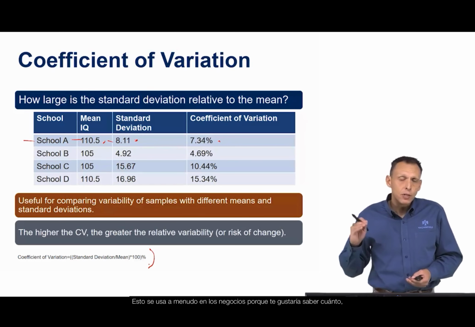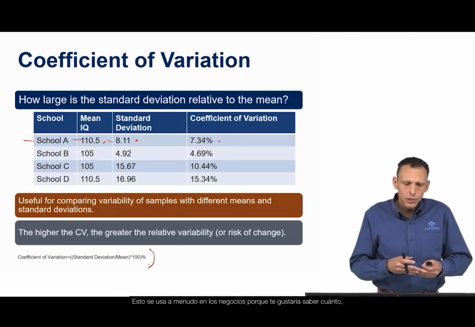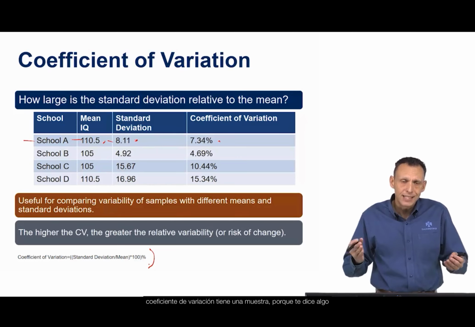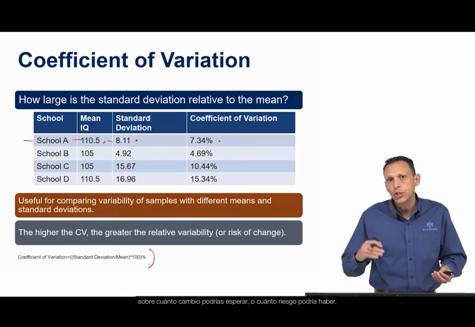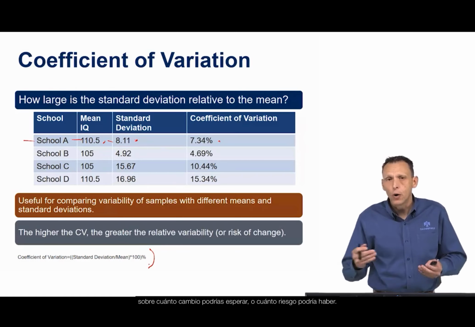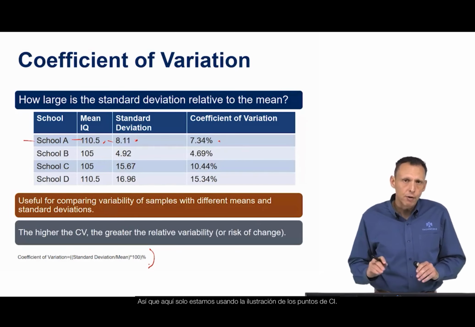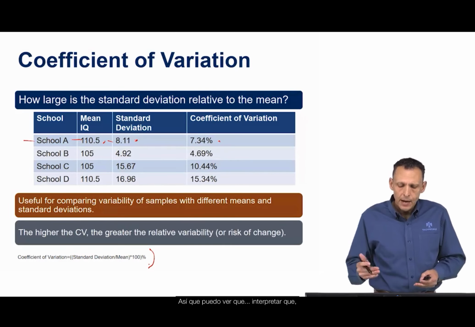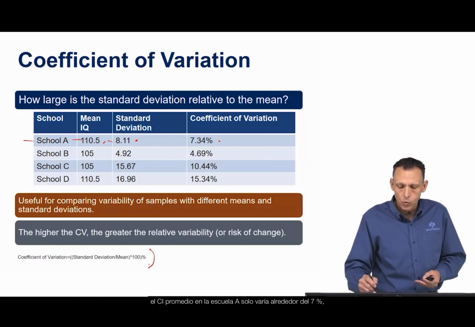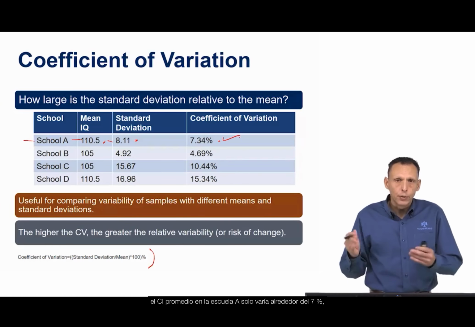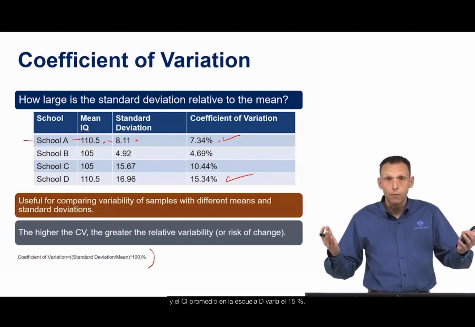This is often used in business because you would like to know how much coefficient of variation a sample has, because it tells you something about effectively how much change you could expect or how much risk there might be. So here we're just using the illustration of IQ points, so I can see that and interpret that, the average IQ in school A is only varying about 7%, and the average IQ in school D is varying 15%.